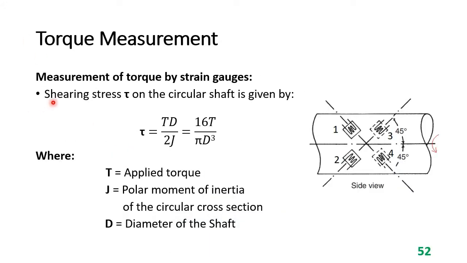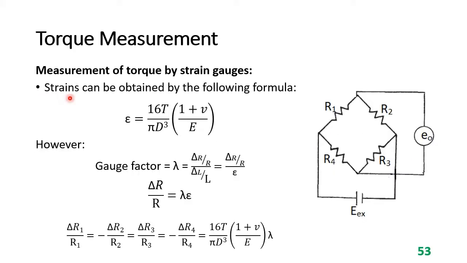Shearing stress on the rotating circular shaft can be given by this expression. Here T is the applied torque, J is the polar moment of inertia of the circular cross section, and D is the diameter of this shaft. Strain produced in a rotating shaft can be given by this formula. Here nu is the Poisson ratio and E is the Young's modulus. These two are the material properties of the shaft.